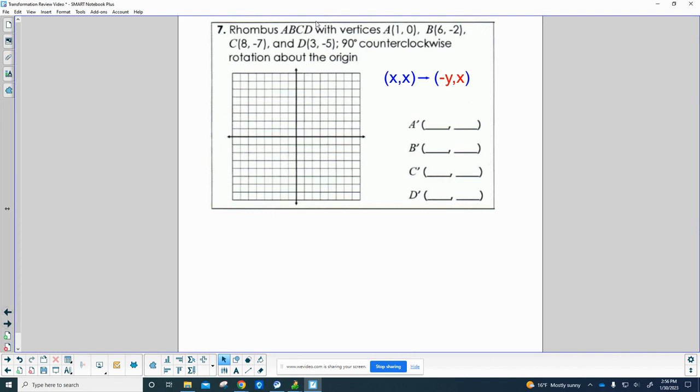In this case, we got a rhombus, which is kind of like a little square, but not necessarily with 90-degree angles. We're going to do a 90-degree counterclockwise rotation about the origin, which means we're going to have a coordinate change of x, y becomes negative y, x. So first of all, we graph the first 4 points and plot them on the coordinate system. This particular image is in quadrant 4.